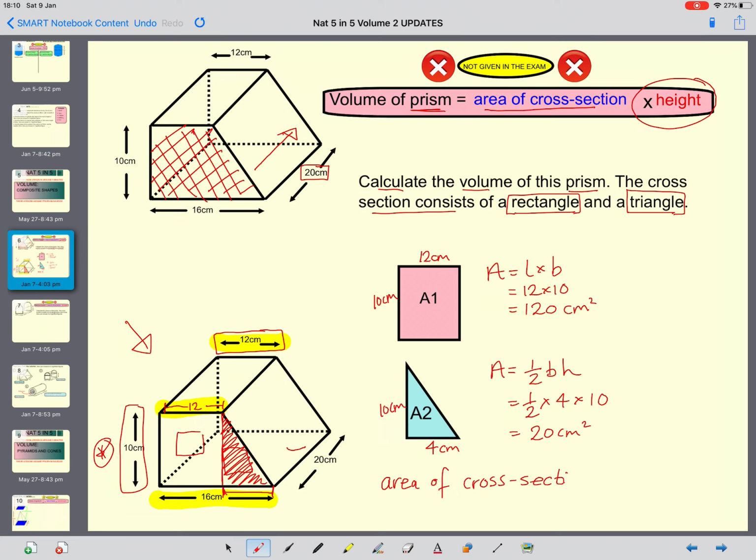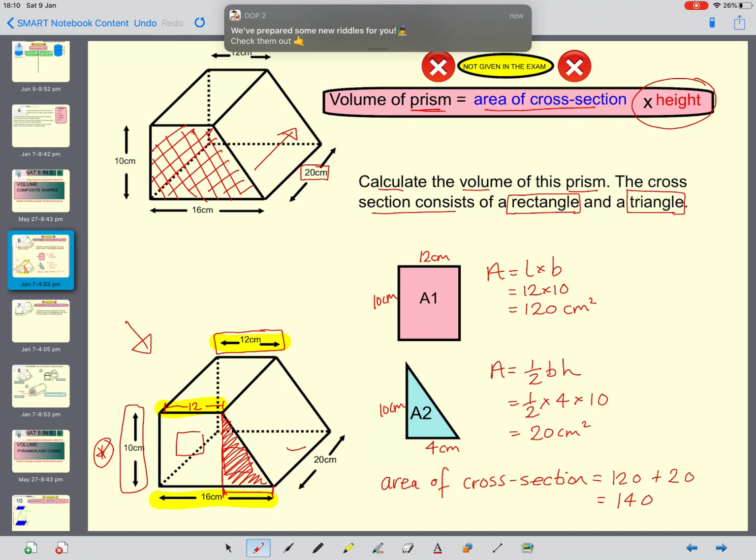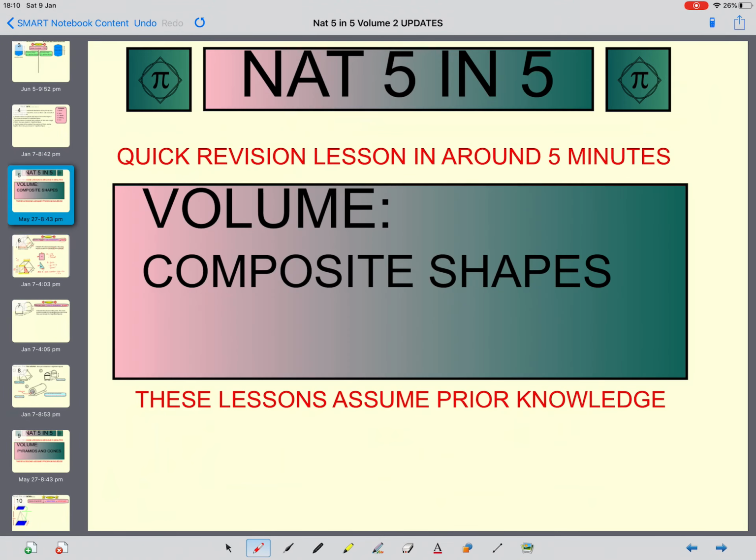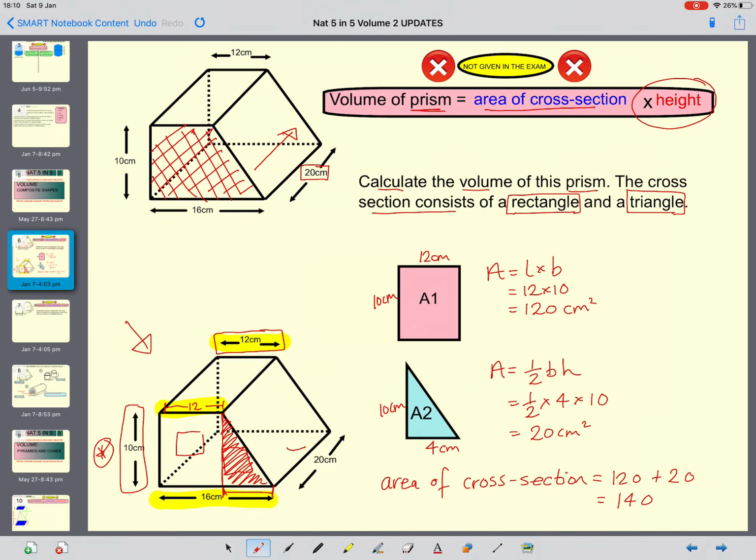Okay, so the area of the cross section is going to be these two added together, so it's going to be 120 add 20, which is 140 centimetres squared. Now remember that is just the cross-sectional area.